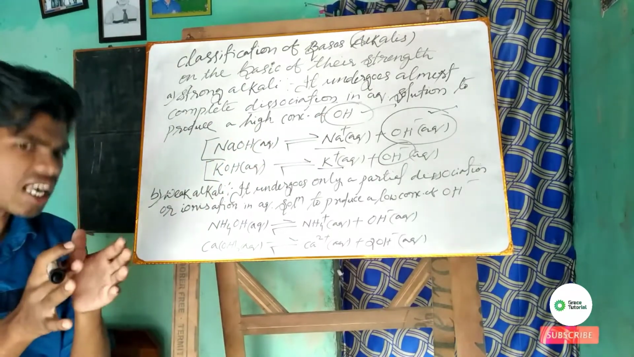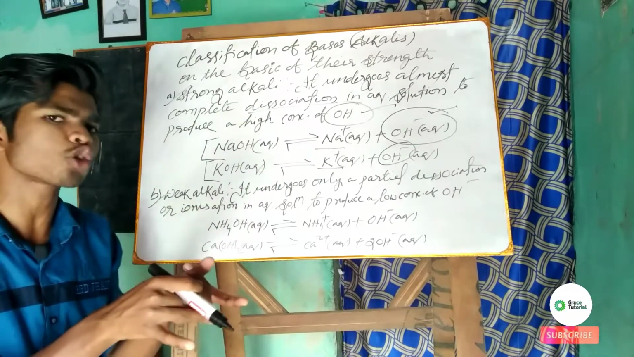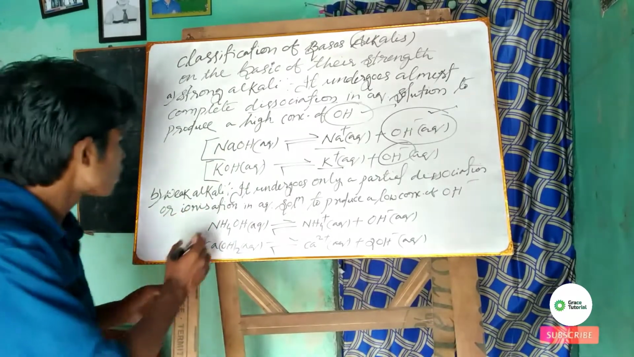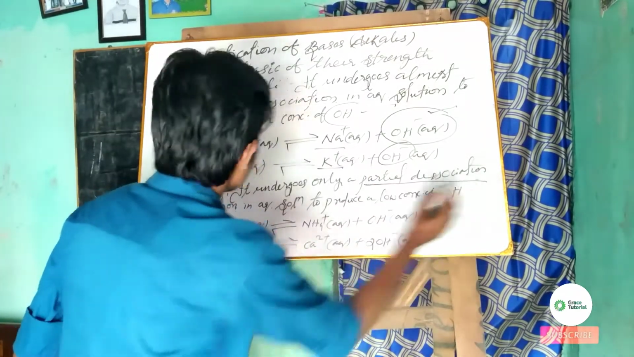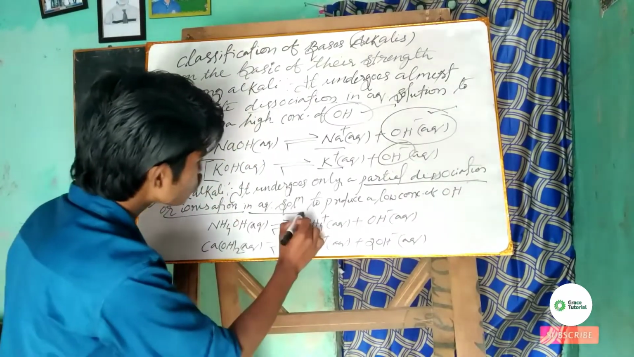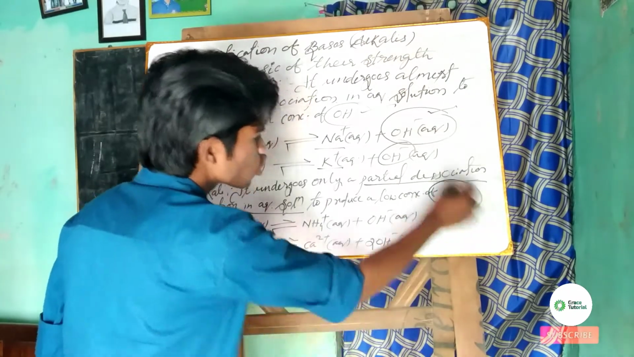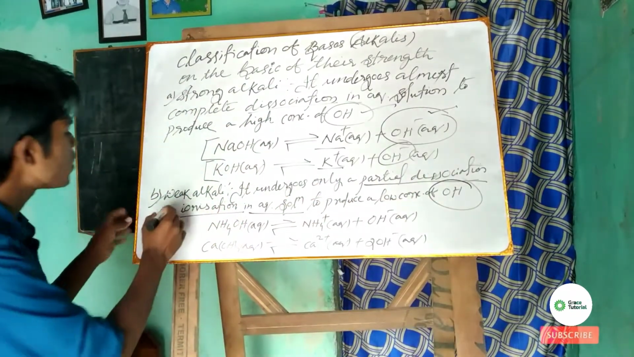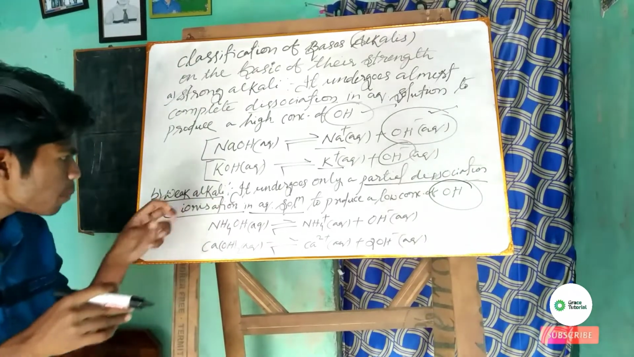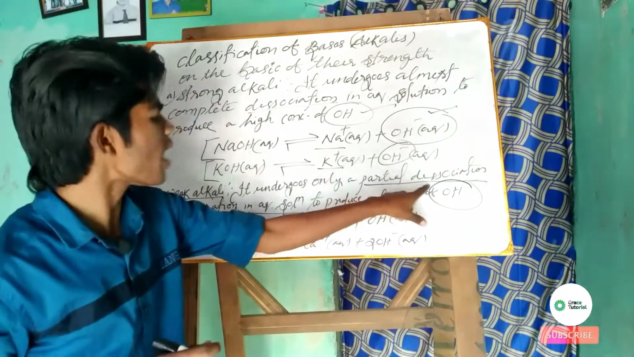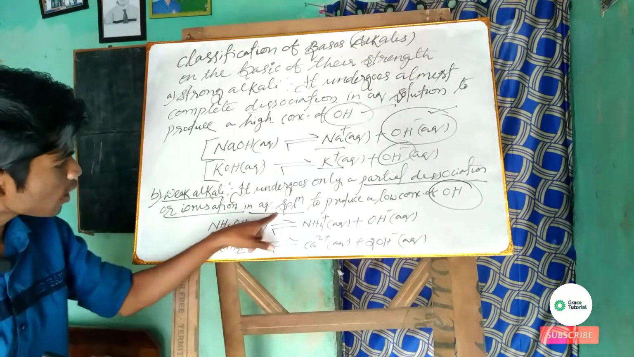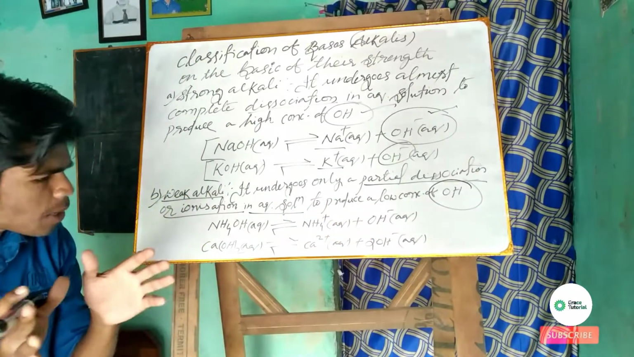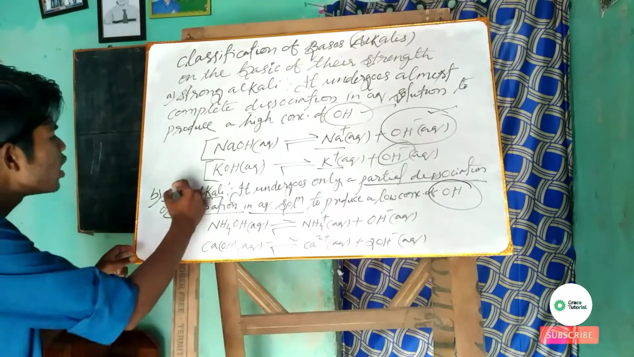But if that substance undergoes a partial dissociation, or a feeble dissociation or ionization in aqueous solution to produce a low concentration of the OH minus ion, then that substance or that alkali is what is basically called a weak alkali. That means it undergoes only a partial dissociation or ionization in aqueous solution to produce a low concentration of the OH minus ion. So let us have a look at a few examples of the weak alkali.